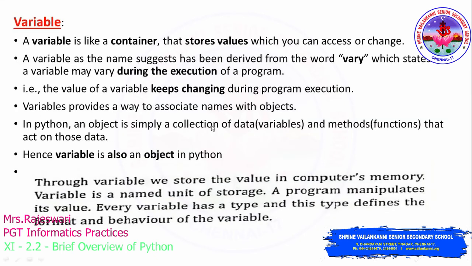And an object is simply a collection of data and methods. Data you can call variables even, and methods are also called functions, which act on those data. So a variable is also an object in Python. A variable is also called data, and you can even call it an object. For each and every term which you see here, you have many different names, so you have to understand very clearly without getting confused.